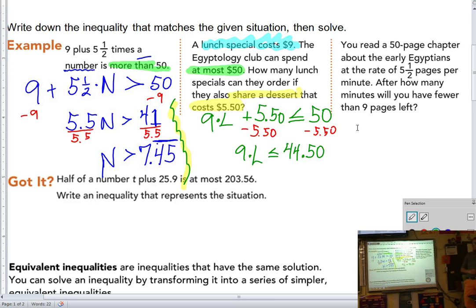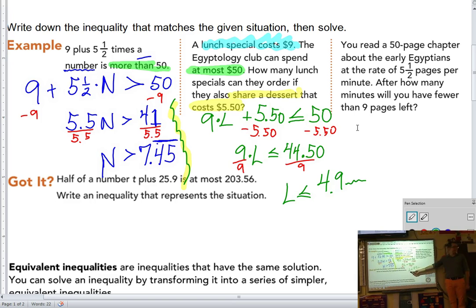And Bella, the last thing I do here to get the number of lunch specials? We divide by 9 and divide by 9. I get my lunch specials are less than or equal to. Now I know that 45 divided by 9 would be 5. So this is less than 5. It's 4 point something, 4.9, yada, yada. Don't care because realistically, how many lunch specials can we order?